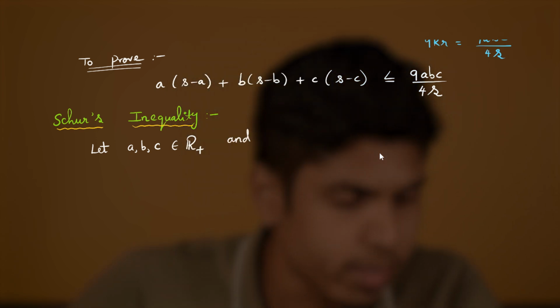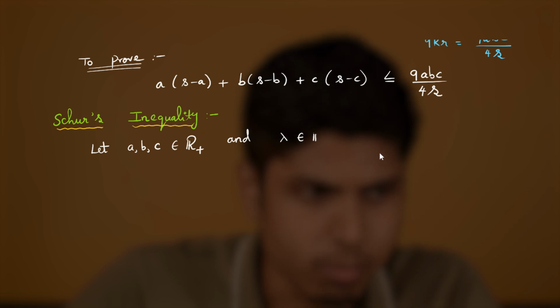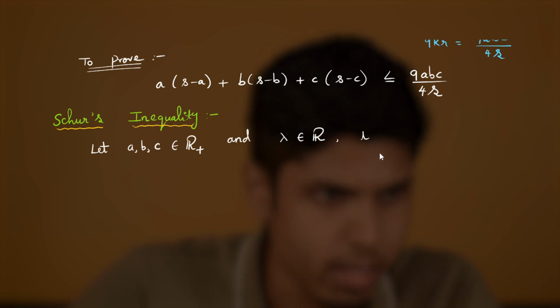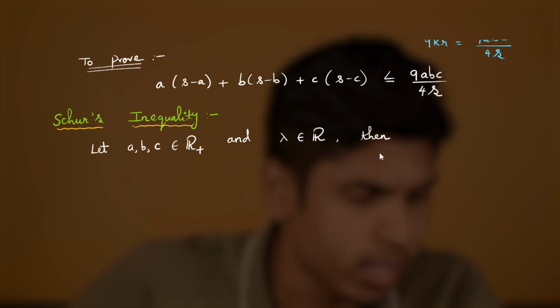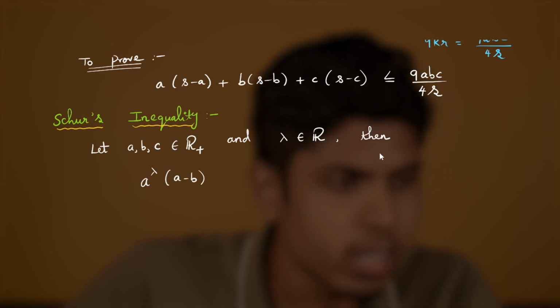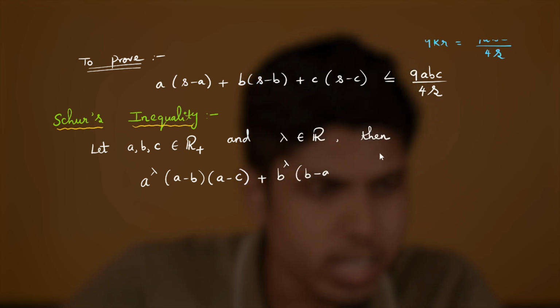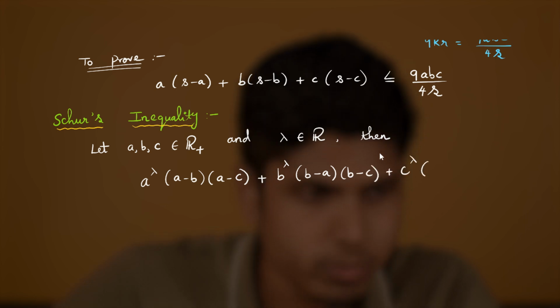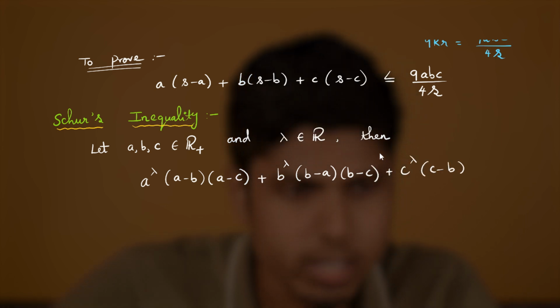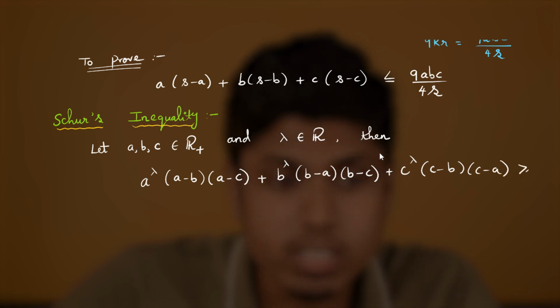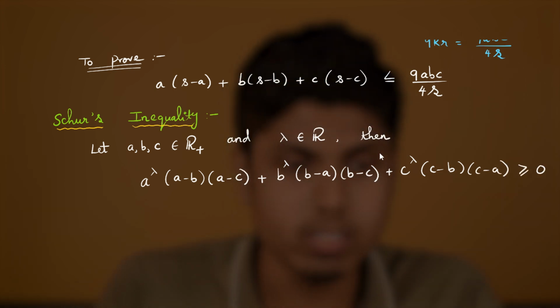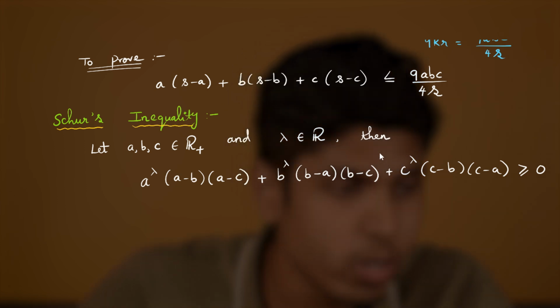And lambda be any real number. Then we have the following. A to the power lambda times (A minus B)(A minus C) plus B to the power lambda times (B minus A)(B minus C) plus C to the power lambda times (C minus B)(C minus A) is always greater than or equal to 0.